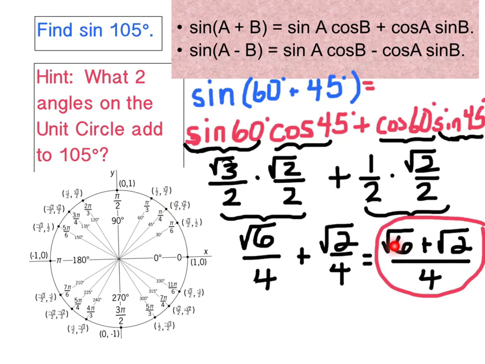Now you can get root 2. If you were to put 45 first up here, that's fine. 45, 60. You would just get your root 2, root 6, different order. But adding, the order doesn't matter. And you'll find that a lot of these answers are similar. They're not all exactly like that one. That was just a coincidence.